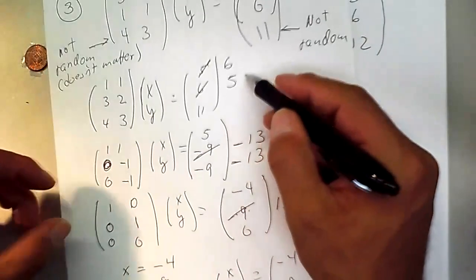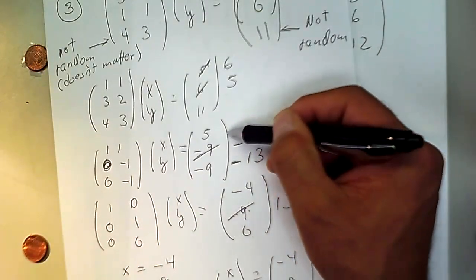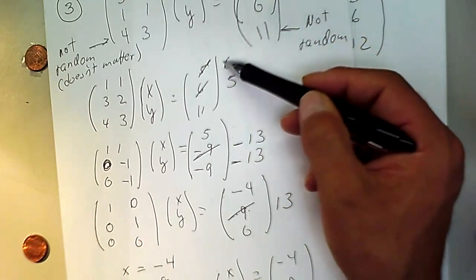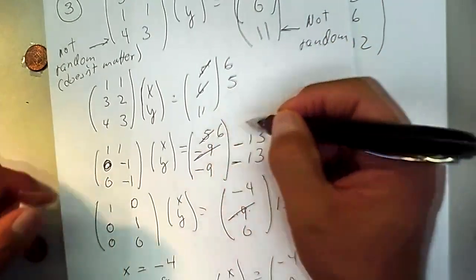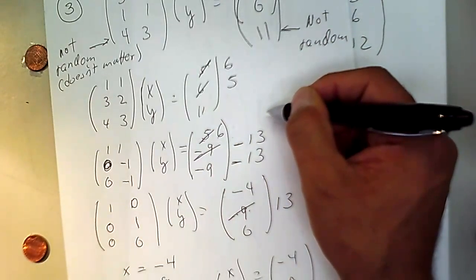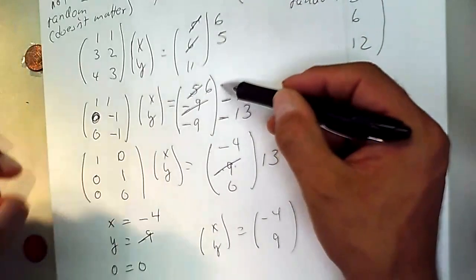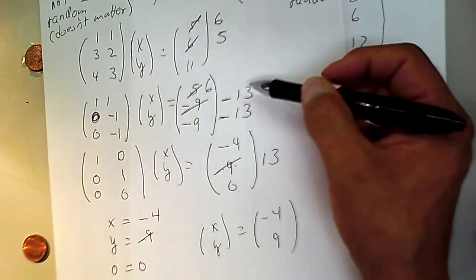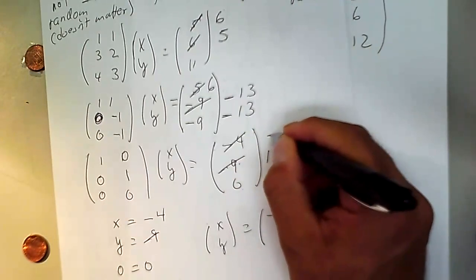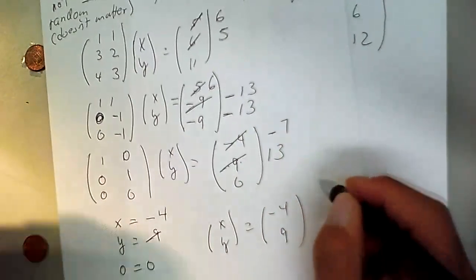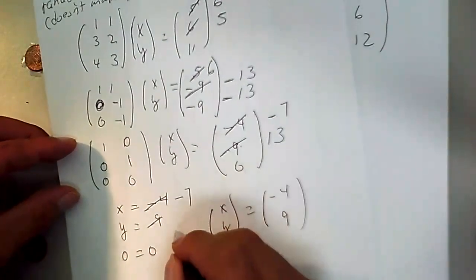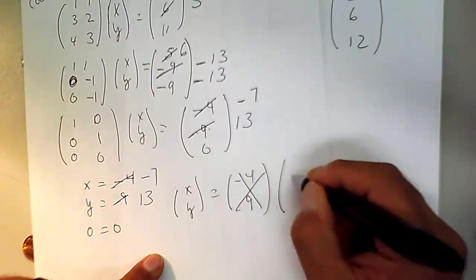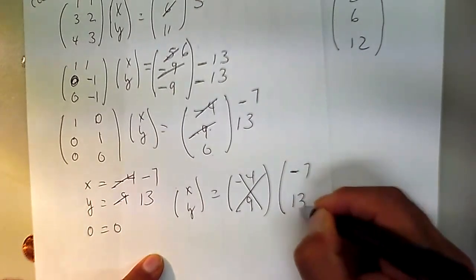Well, what did we do with the first guy? 5, 6. So this should be 6 initially. When do we get rid of this 6? When we are adding the negative 13 onto the 6. And that's going to give us negative 7. There we go. So this guy should be negative 7, positive 13, and 0. Well, 0 equals 0. So that should be negative 7 and positive 13.